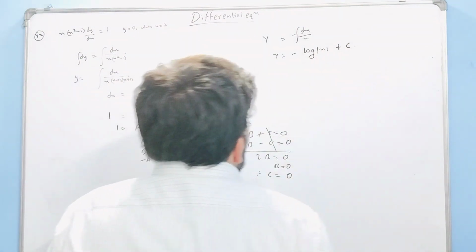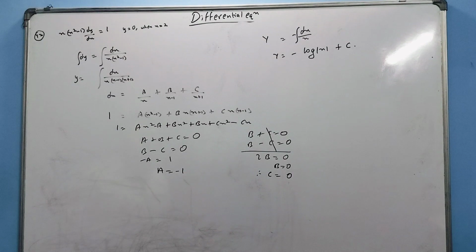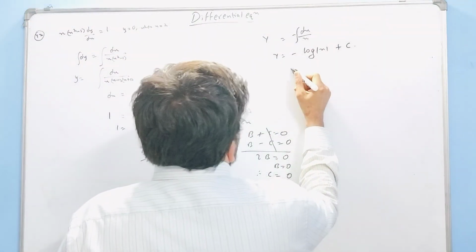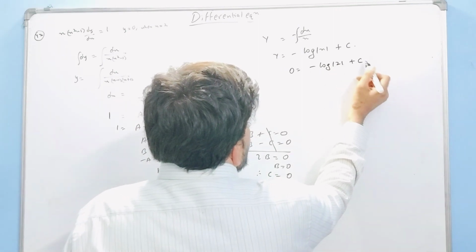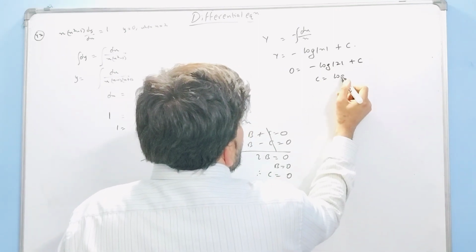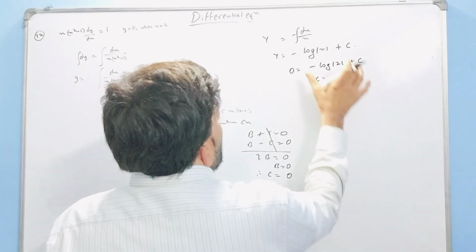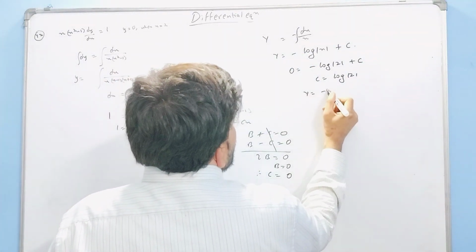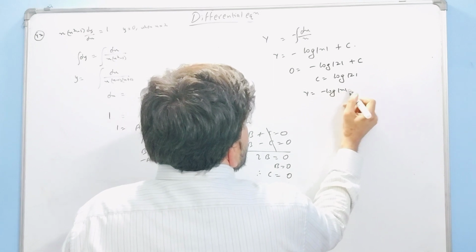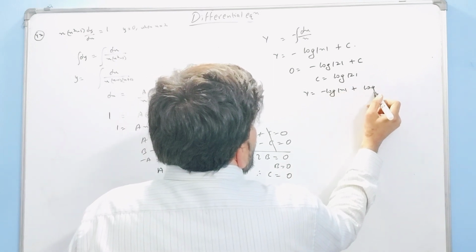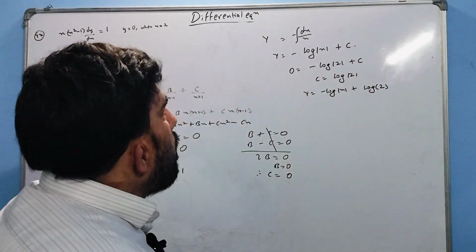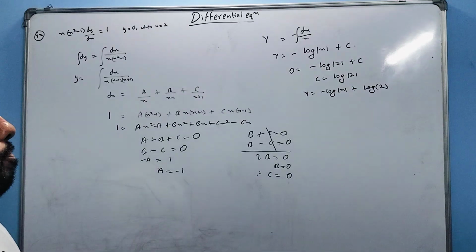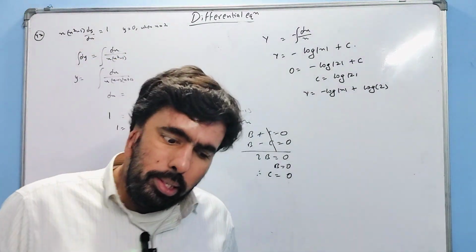Now if I put the value x is equal to 2 and y is equal to 0, I get minus log 2 plus c, so c is equal to log 2. Now put this value here. So I got y is equal to minus log of x plus log of 2. So that is how we are able to find the general solution for the given differential equation.